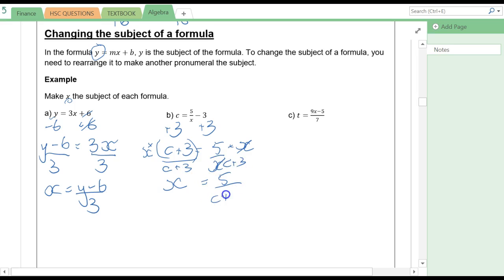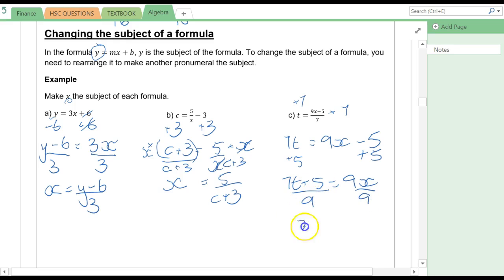That one's actually quite hard to put in there for a second example. Let's have a look over here. This one's a bit easier. Times everything by 7. So 7t equals 9x minus 5, plus 5. 7t plus 5 equals 9x. Divide by 9. x is (7t plus 5) on 9. Now I've got x as subject.